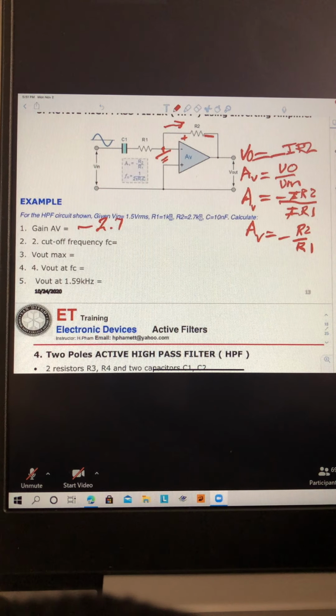Now the cutoff frequency, still the same thing. That is the same formula, 1 over 2 pi RC. What do you get? 159.15. 15.9 kilohertz.